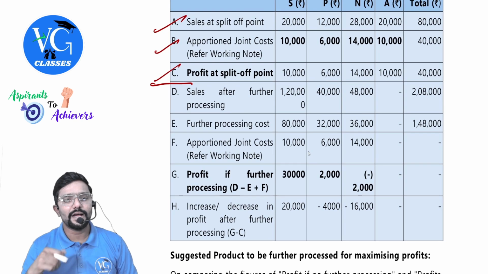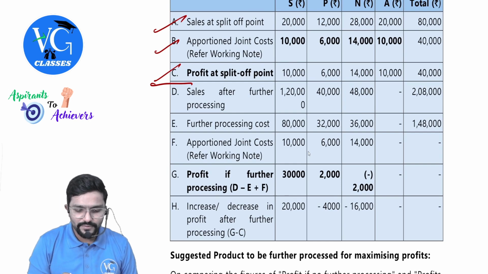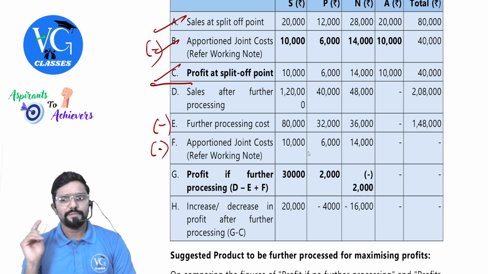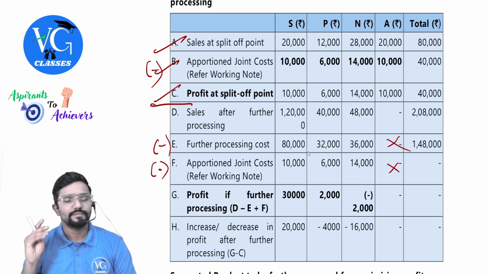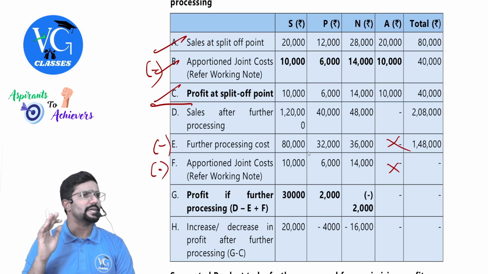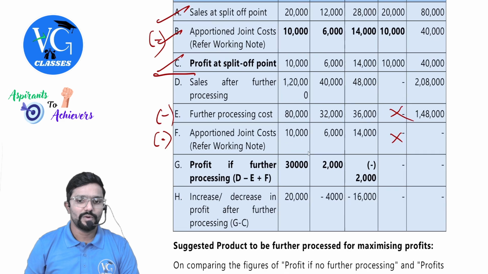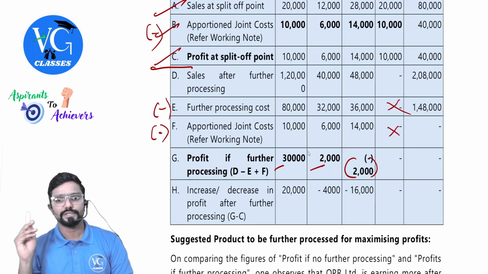Second part, sale after further processing. Further processing cost is reduced, and apportioned joint cost is also reduced, same to same. But please be careful. For A, we don't have this choice at all. Why, sir? I have to sell it at split off point. So they are ignoring it. So what is the profit we will get? 32, and here loss 2,000.